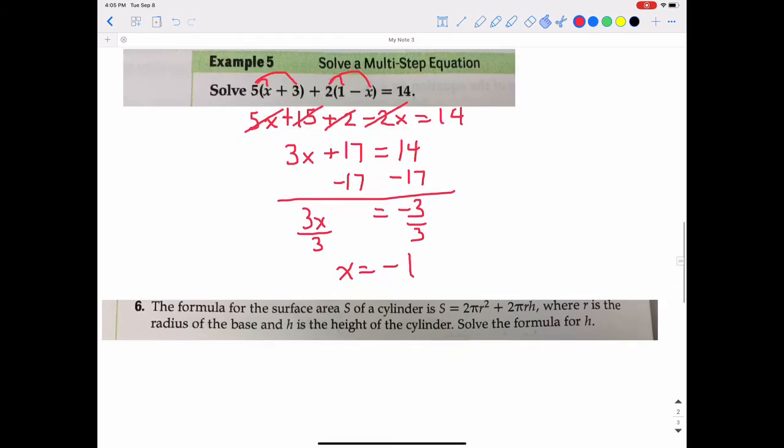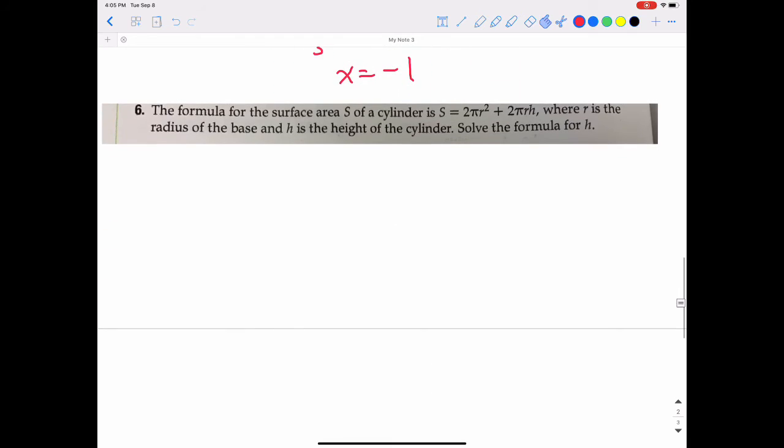And then finally, example number 6. This is where you get one of these multivariate questions. It says the formula of a surface area S of a cylinder is S equals 2 pi r squared plus 2 pi r h. I'll write that out again. Where r is the radius of the base and h is the height of the cylinder, solve the formula for h. So on this one, we want to get h by itself.